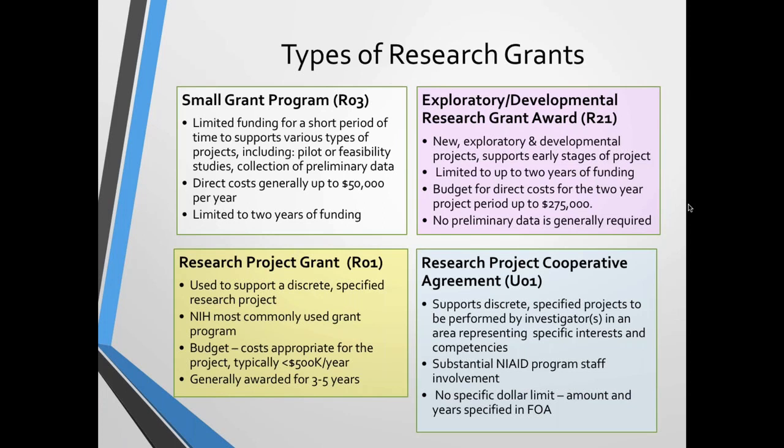The next one is the Exploratory or Developmental Research Grant Award, which is called the R21, and I pointed that out to you on one of the funding opportunity sites for the Fogarty. The purpose of this type of award is to look for new exploratory and developmental projects. So it typically supports early stages of a project. It's limited to 2 years of funding. The budget for the direct cost for the total cost for 2 years, for that whole 2-year period, not per year, is $275,000. Again, no preliminary data is generally required.